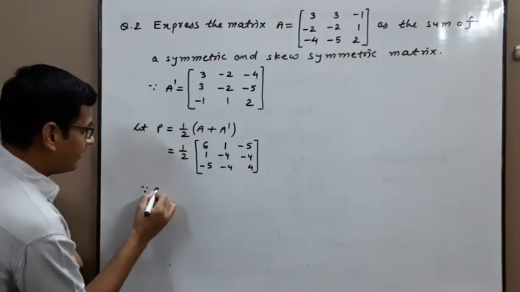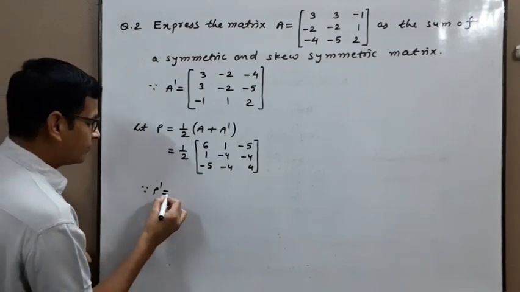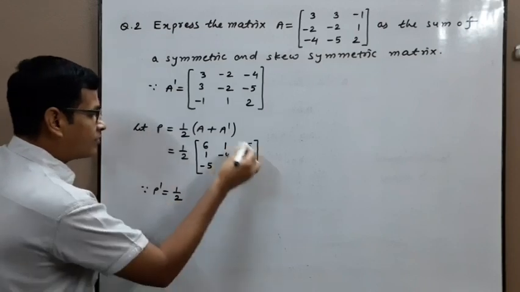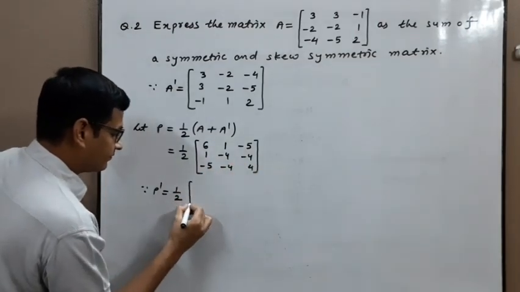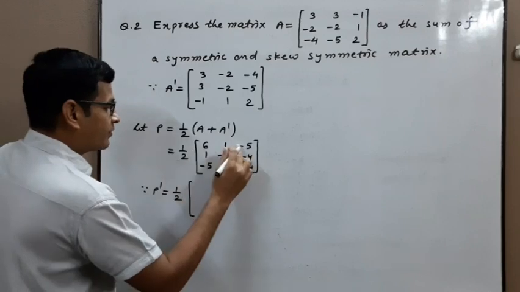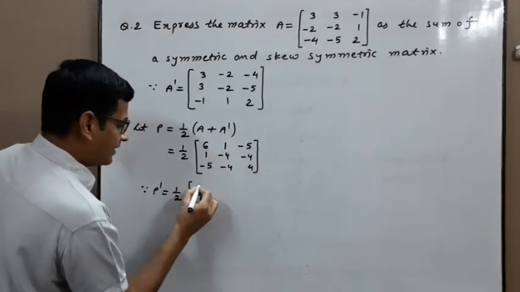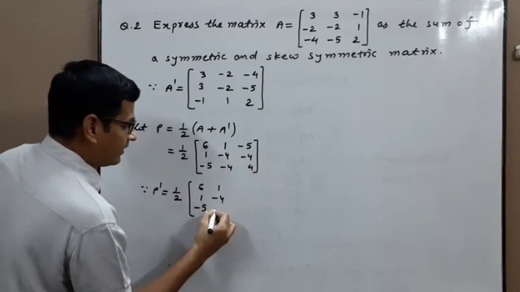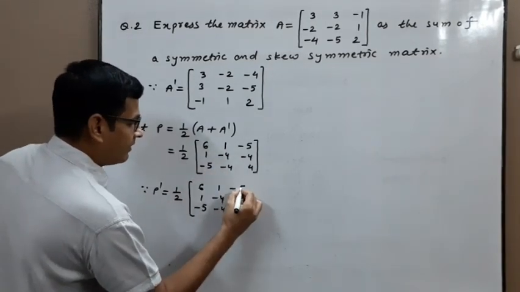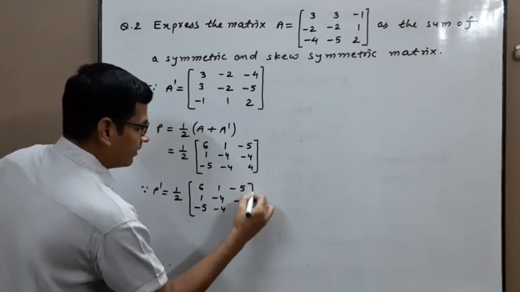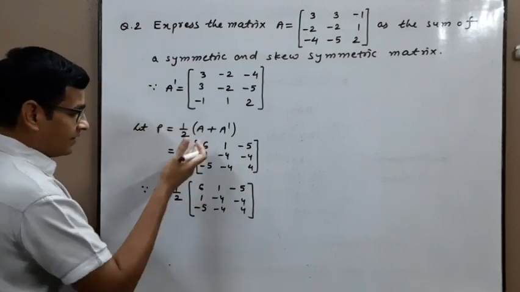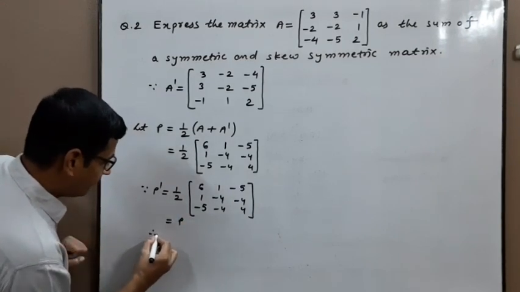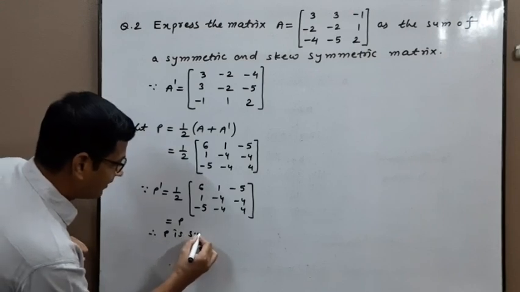Now find P'. P' equals 1 by 2, a constant scalar, so the scalar stays outside and we take the transpose of this matrix: 6, 1, minus 5; 1, minus 4, minus 4; minus 5, minus 4, 4. Just see, we get the same matrix. So P' equals this, equal to P. Therefore P is a symmetric matrix.